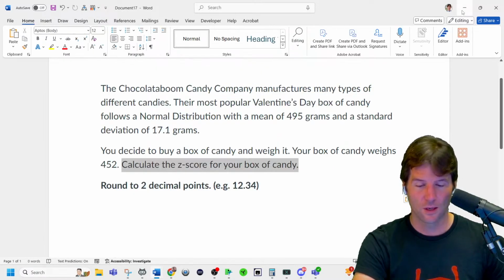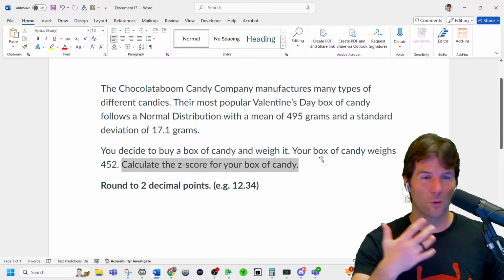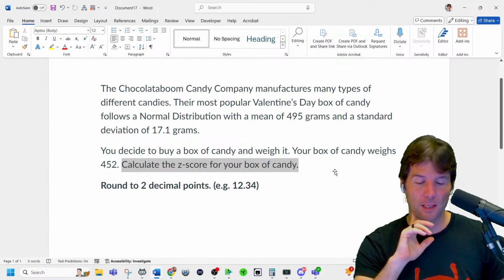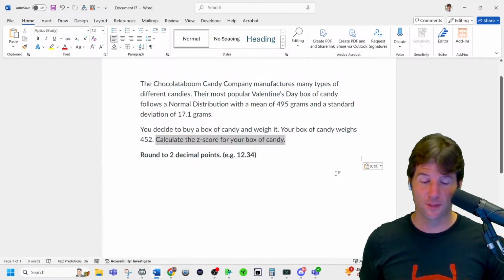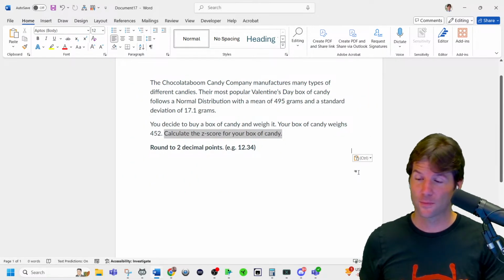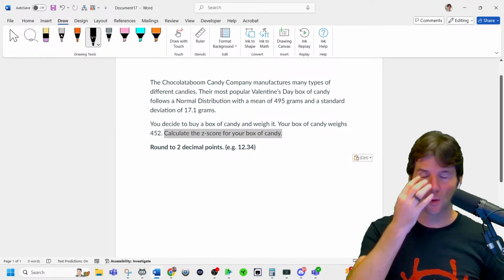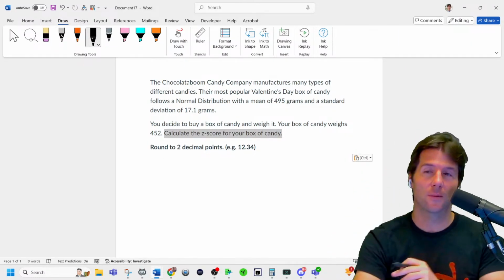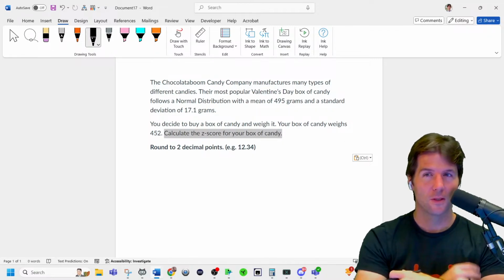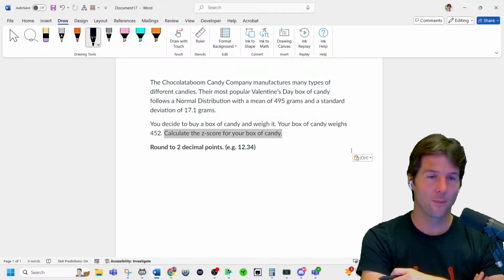Good question. So calculate the z-score. Help me with a formula, because once you give me the formula, I can solve it pretty quick. What is the z-score formula? A z-score tells us how many standard deviations an observation is above or below the mean. So use that information.